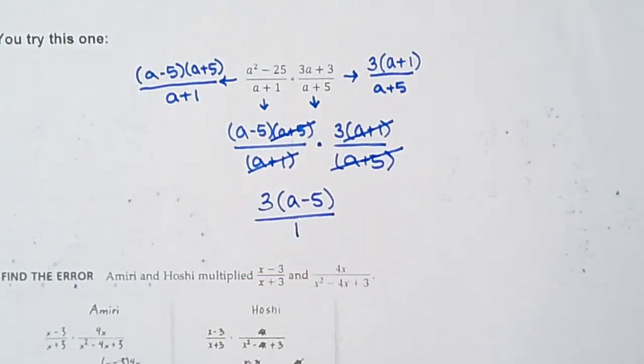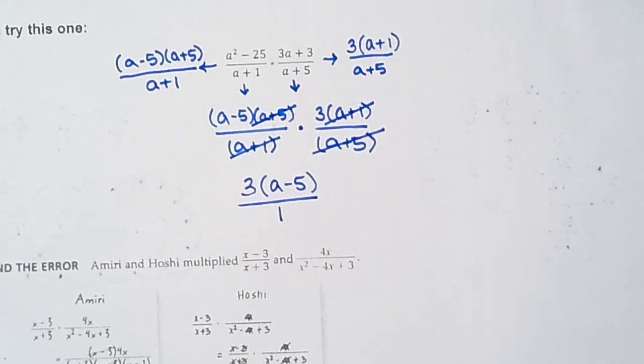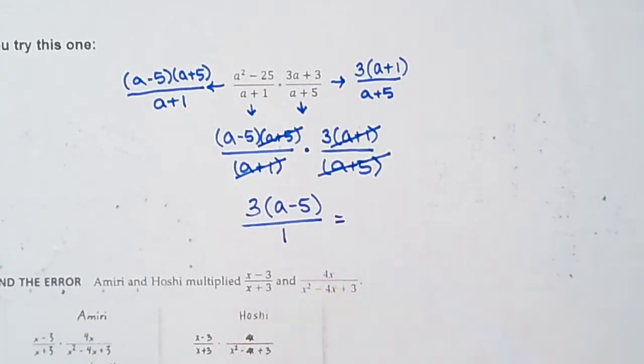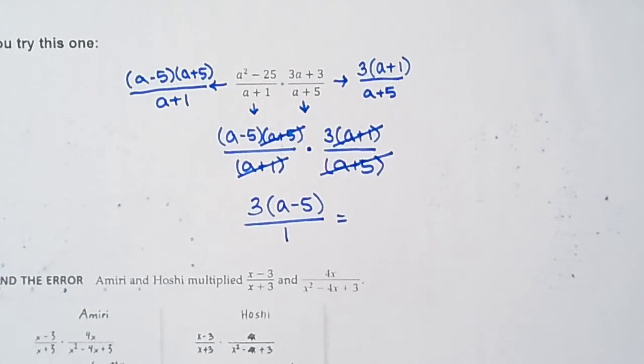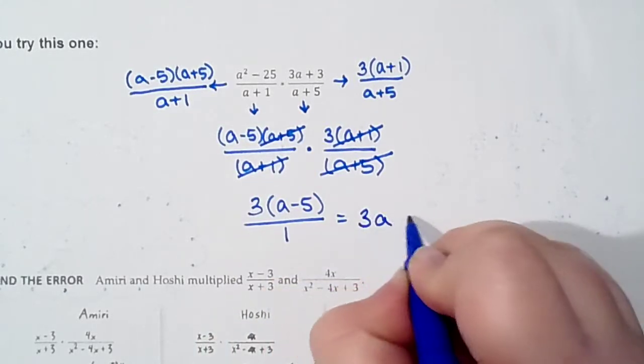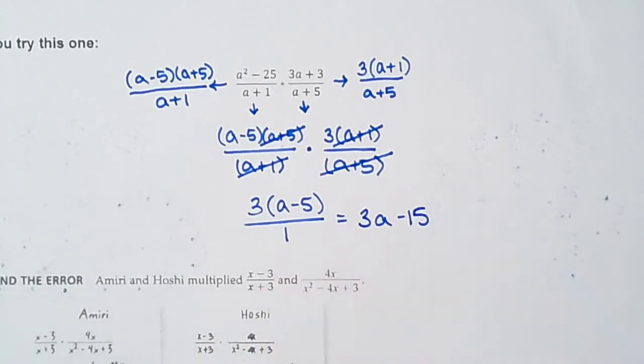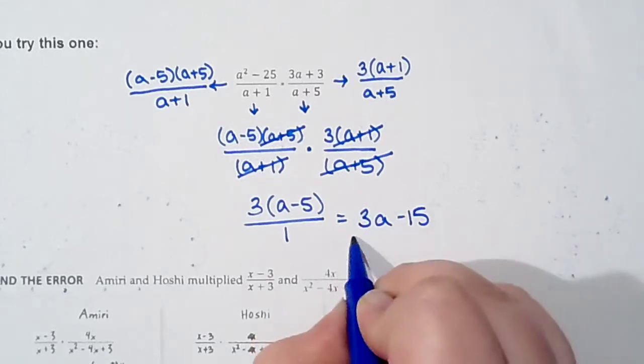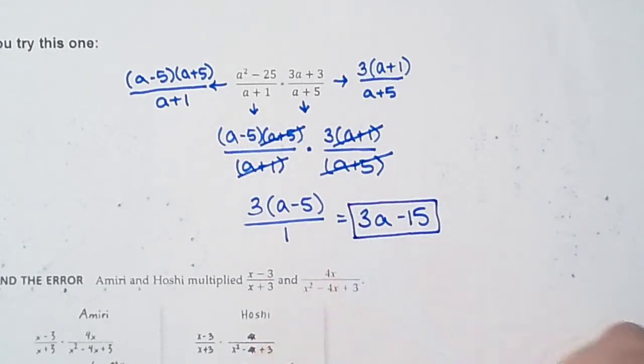Now I could leave it like this, but that's not how mathematicians leave their answers. We want to make this as simple as possible. So what I'm going to do is get rid of the denominator. I don't need it to tell me I'm dividing by 1. And I am going to simplify the top to be 3a minus 15. Just because now it's one cohesive idea, there's no parentheses to confuse me, and it's clear that we can't simplify it any further.